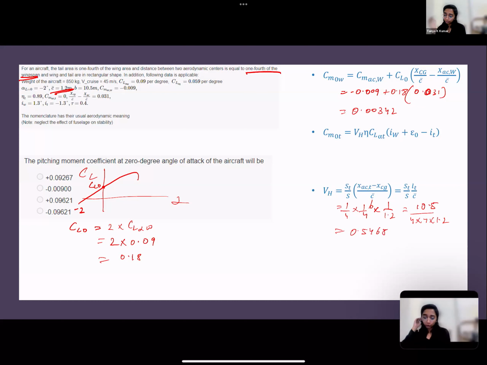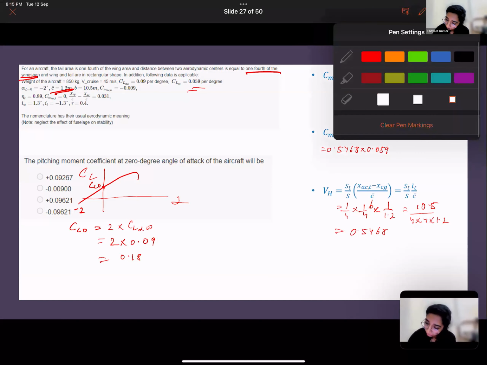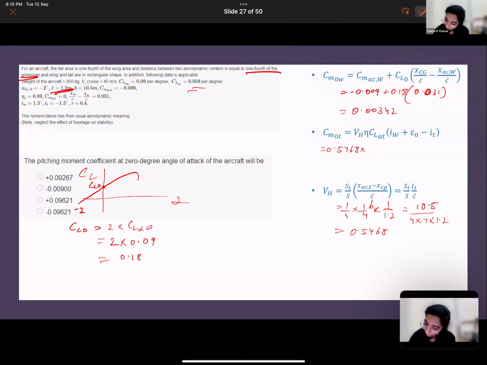All right. So now you have VH. Plug that in here. So it is 0.5468. CL alpha of the tail is given to you, 0.059. Eta is 0.89. Let me write that in sequence: 0.89, 0.059, wing setting angle 1.3, epsilon naught.